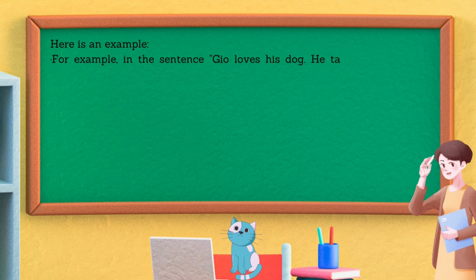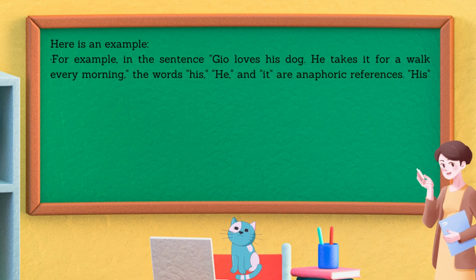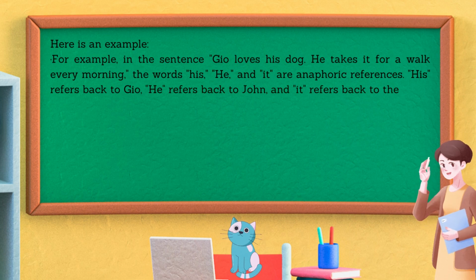So here is an example of anaphoric reference in a sentence. "Gio loves his dog. He takes it for a walk every morning." The words "his," "he," and "it" are anaphoric references. "His" refers back to Gio, "he" refers back to Gio, and "it" refers back to the dog.